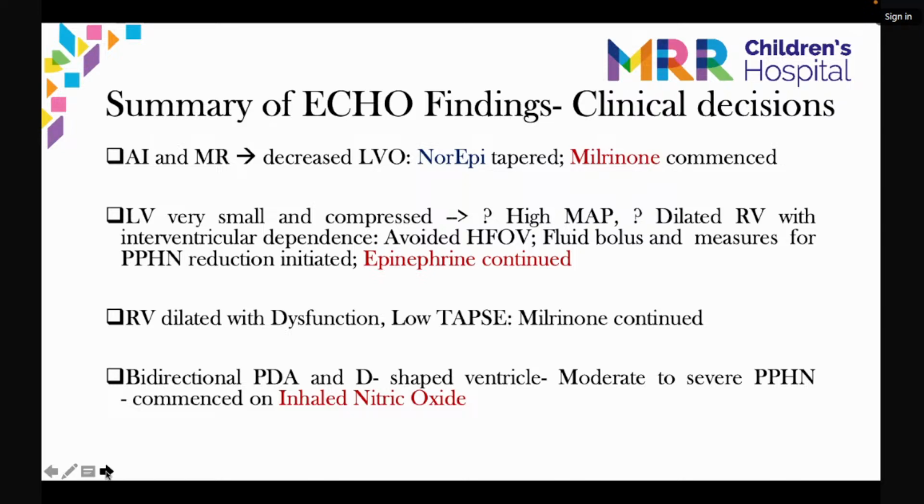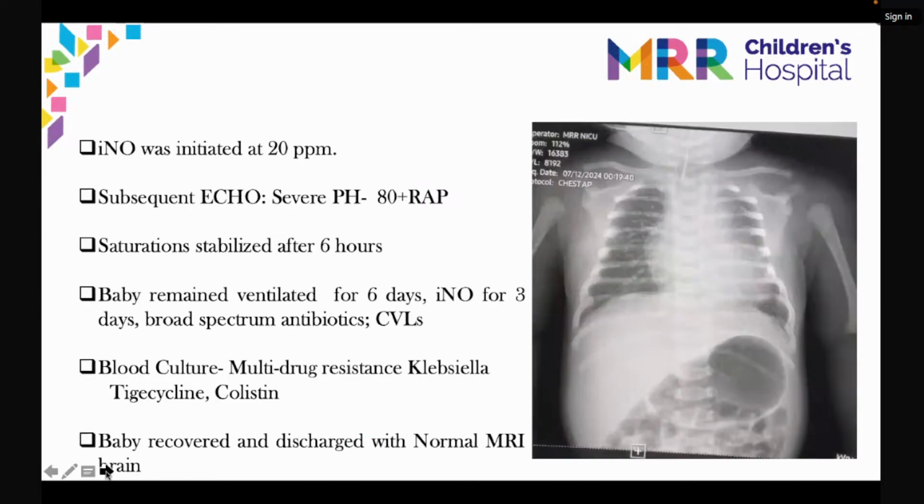iNO was started at 20 parts per million, and it was continued for around 24 to 48 hours. The subsequent echoes could now demonstrate a TR. The LV has started to open up. The RV was starting to normalize in its size, and now we could get a TR of almost 75 to 80 plus right atrial pressures. So that was implicative of severe PAH.